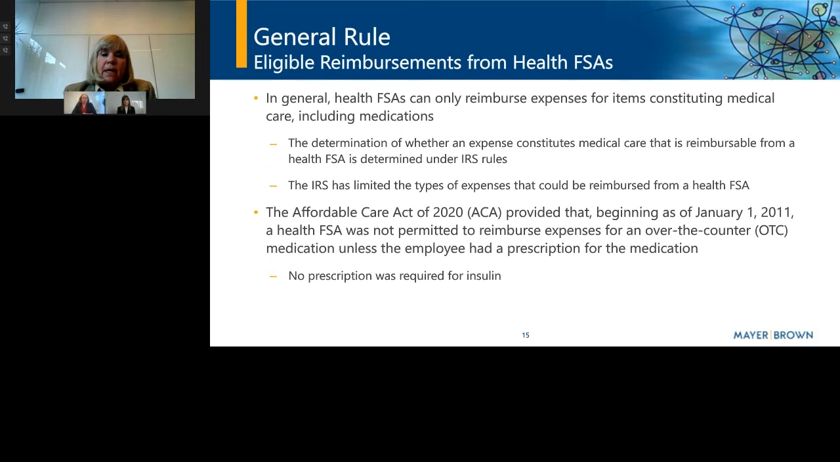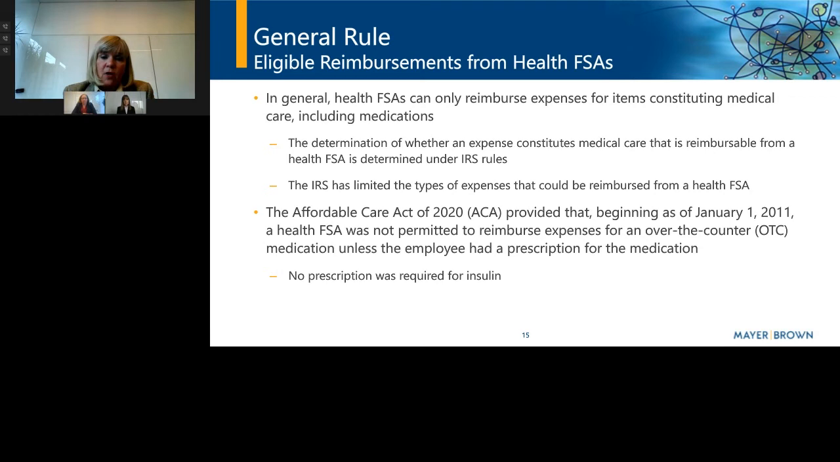The last topic to be discussed under cafeteria plans is what can be reimbursed under health FSAs. In general, health FSAs can only reimburse expenses for items constituting medical care. And there's a special definition of that for cafeteria plans. It's not just anything that you would maybe normally think of as medical care. And the IRS has limited this over time.